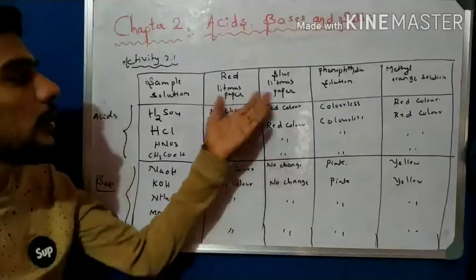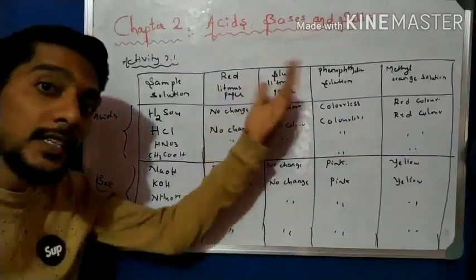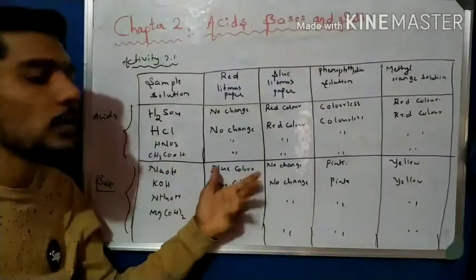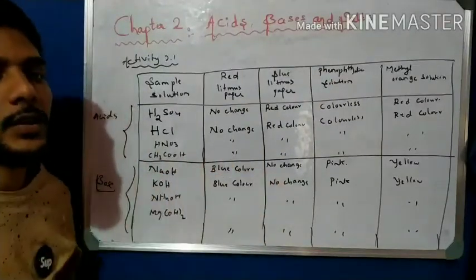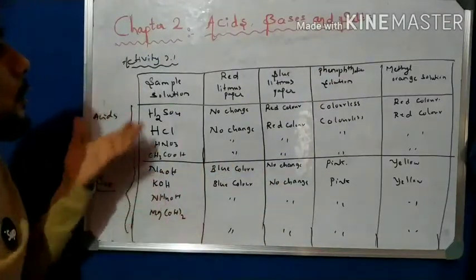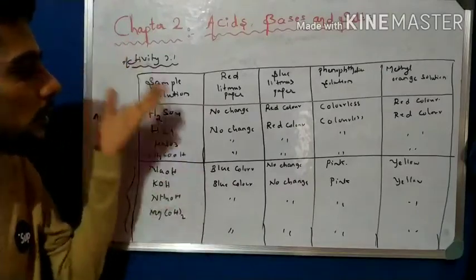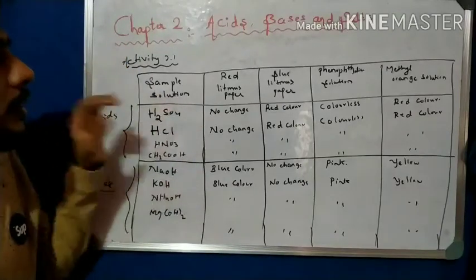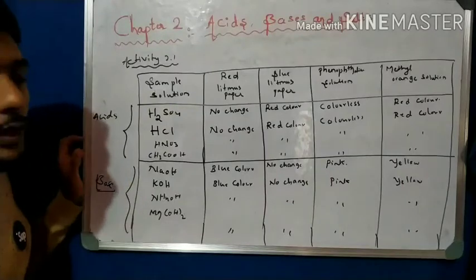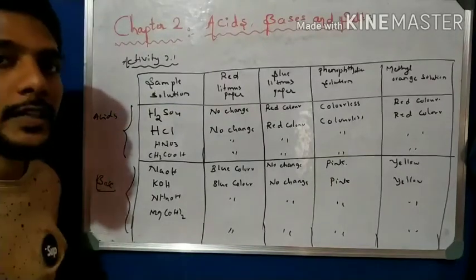Then there is litmus paper. Blue to red is danger, it is acid, and blue stays normal, it is base. So these are the very important concepts of Activity 2.1. So please draw this table, put all the data here and practice it two times. Okay, then come to the next concept.